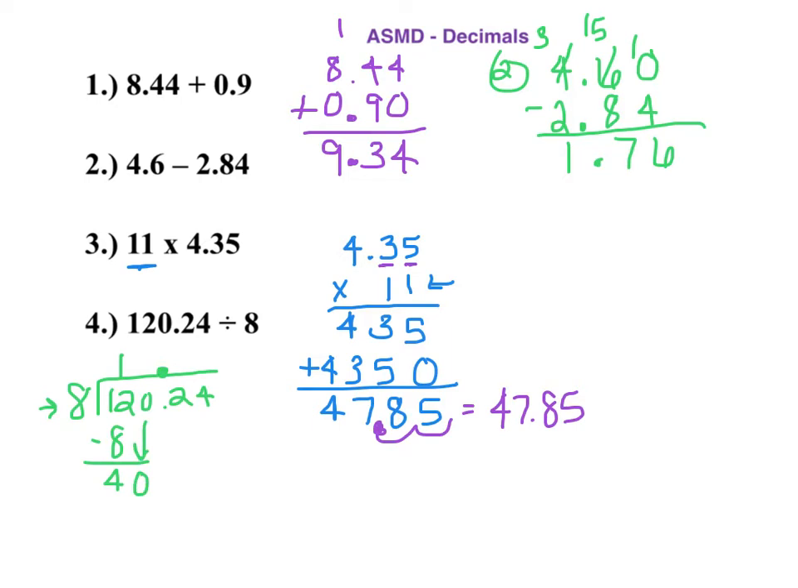8 goes into 40 5 times. 8 times 5 is 40. Nothing left over. Bring down the 2. Tricky part. 8 doesn't go into 2. Before I can bring down that 4, make sure you've got your 0 up here. Shows that it goes into 2 0 times. Now I can bring down the 4, and 8 goes into 4 3 times.